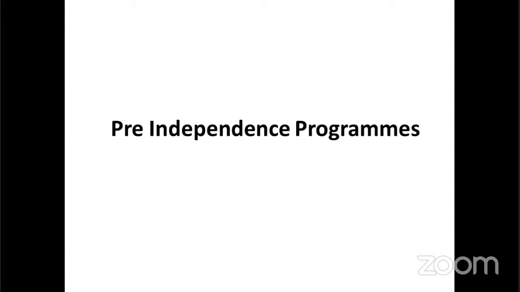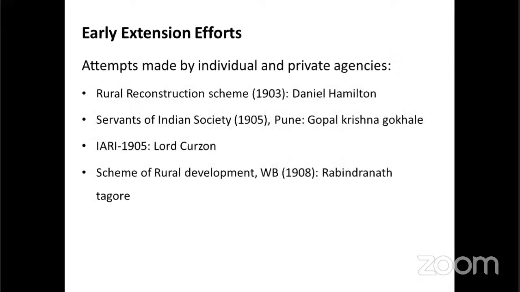What are the pre-independence programs before 1947? First, we see about the early extension efforts. In the 1880s, there was a Bengal famine. After the Bengal famine, the British colonial rule formed a committee, and the committee reviewed it, and after that the agriculture and commerce department evolved. Among the early extension efforts, the rural reconstruction scheme was started in 1903 by Daniel Hamilton. Daniel Hamilton was the governor, so he started the rural reconstruction scheme.